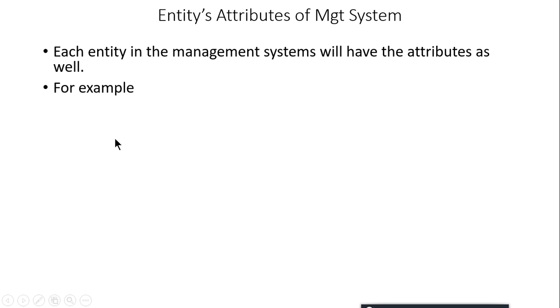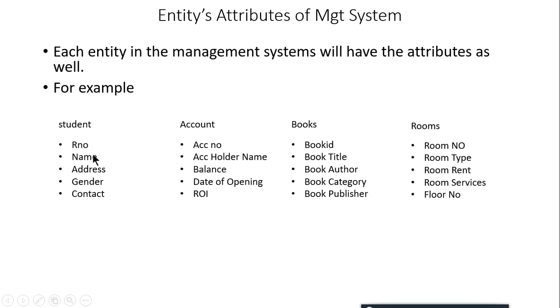Now every entity in a management system has its attributes. Like in student, if there is an entity of student, then you will store the information like roll number, name, address, gender and contact. These are called the attributes of an entity. And similarly, if account is an entity, you will be recording fields like account number, account holder name, balance, date of opening, rate of interest. In a book entity, these will be your attributes: ID, title, author, category and publisher. And in a hotel management system, if the entity is room, then the attributes of the room will be these.